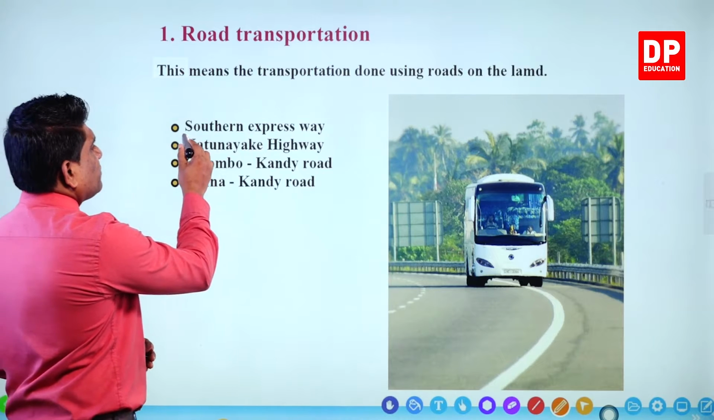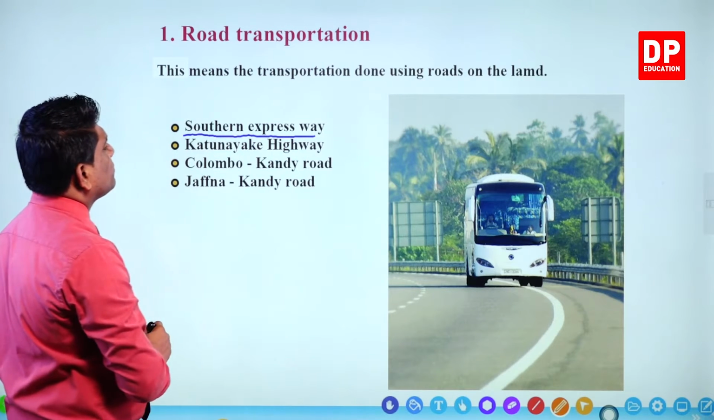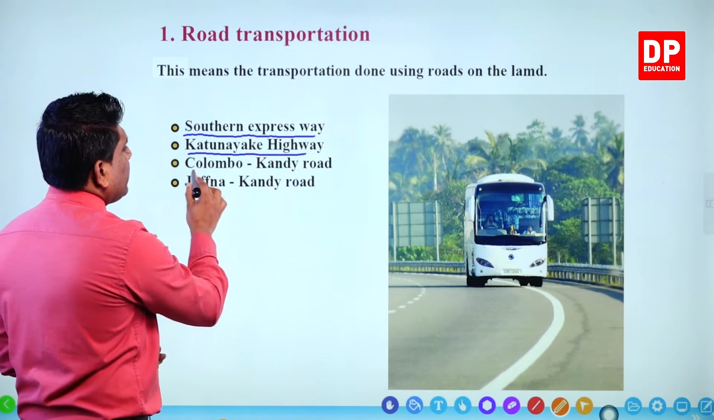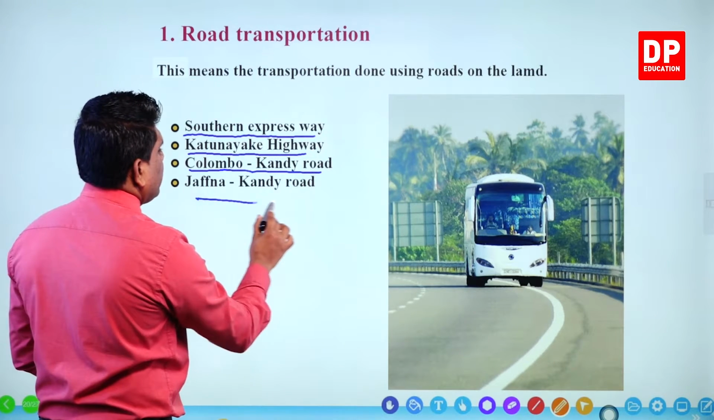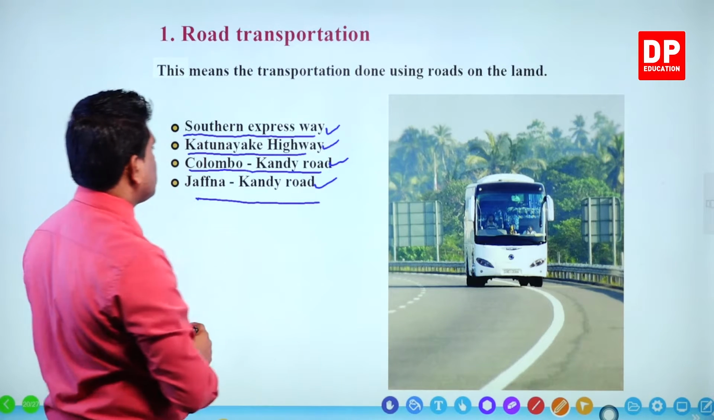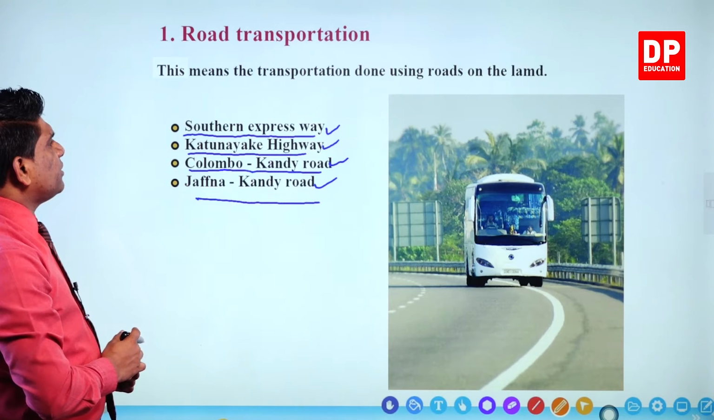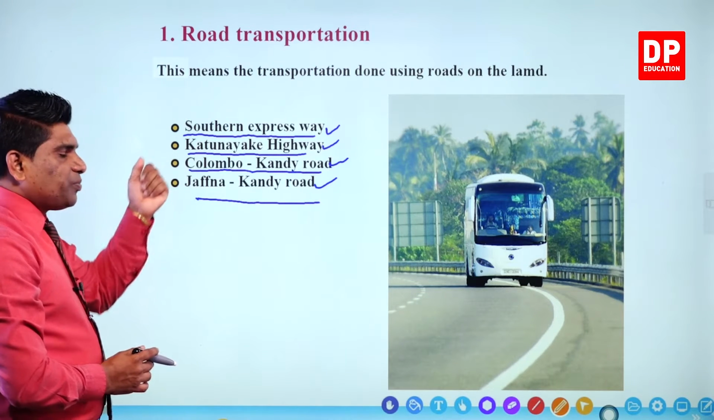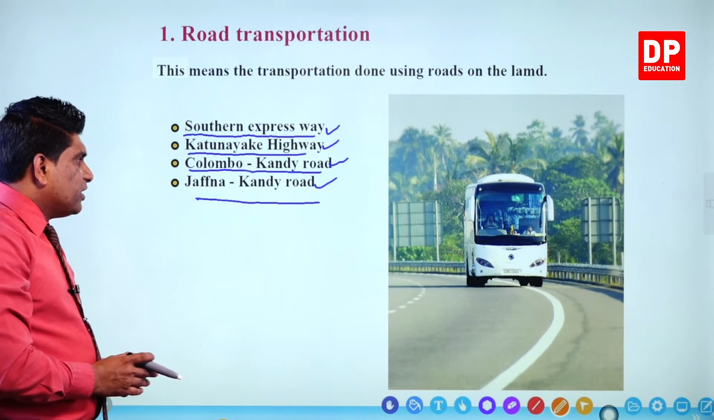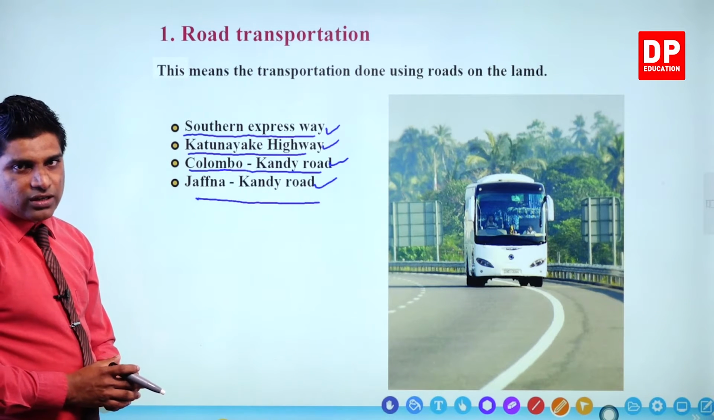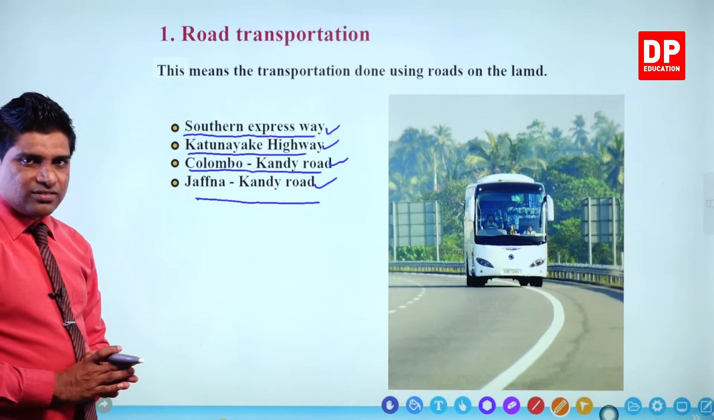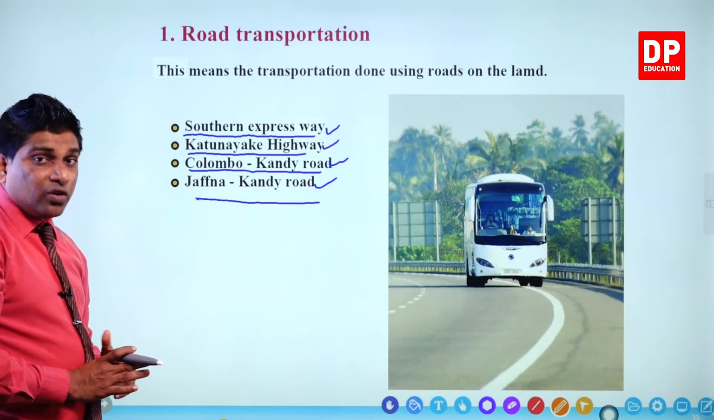Southern Expressway, Katunayaka Highway, Colombo and Kandy Road, Jaffna and Kandy Road. These are the examples for road transportation, right?